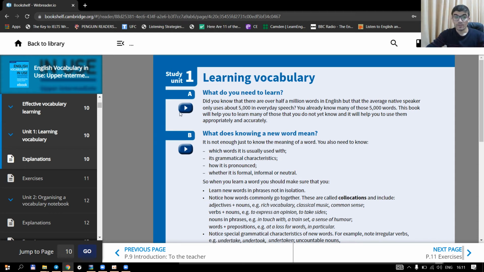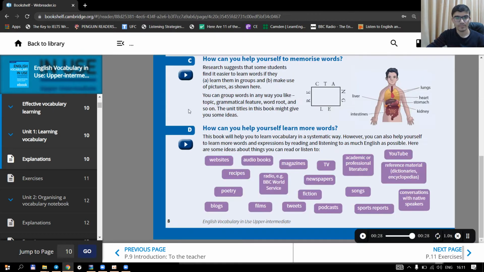Assalamu alaikum everyone. This is lesson one from the English Vocabulary in Use book for upper intermediate level. Let's learn together the first lesson and then do the exercises to improve our general English.